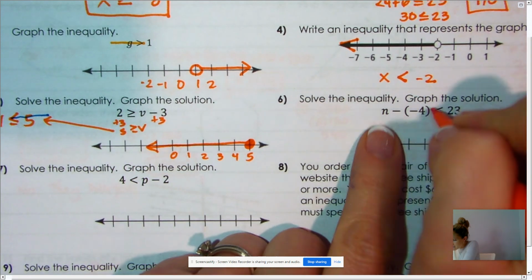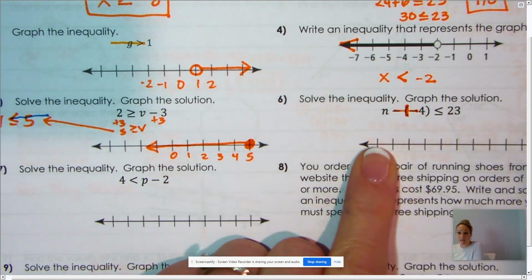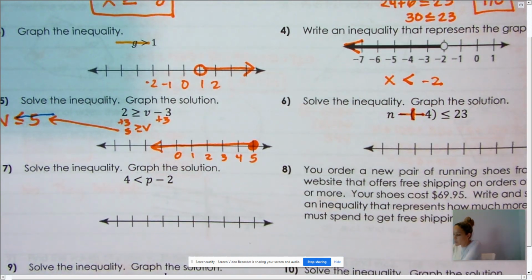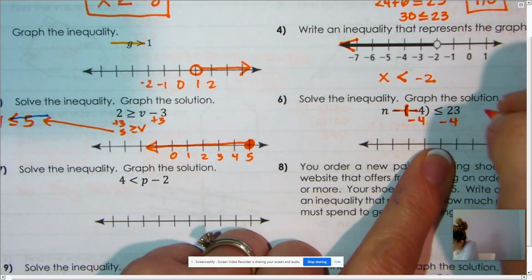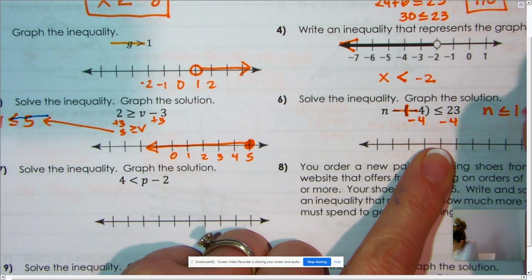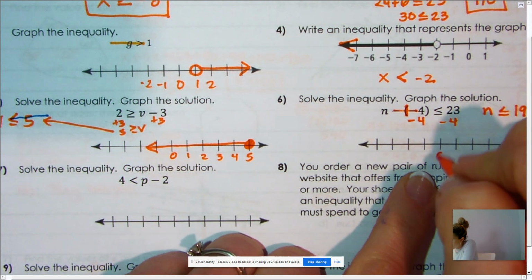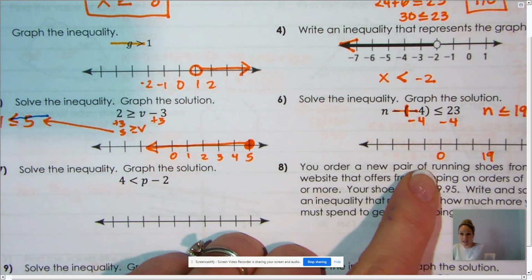Okay, question number 6, solve and graph. Remember that minus a negative is the same thing as saying plus. So in +4, and I just want to do the opposite of +4, which would be -4. So n is less than or equal to 19. So I'm going to put a 0 here. 19 is on the positive side.